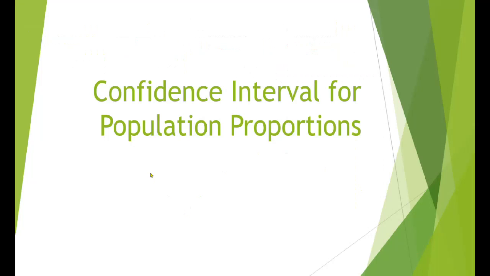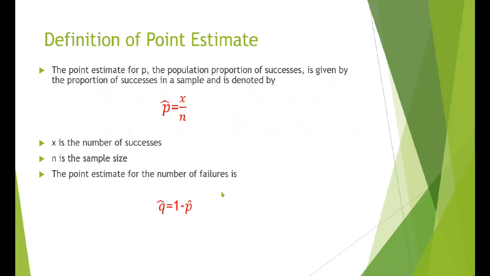The subject of this presentation is learning how to find a confidence interval for a population proportion. The point estimate for the population proportion of successes, we're going to call p hat. So p hat, the proportion of successes in a sample, is denoted by x over n, where x is the number of successes, n is the sample size.